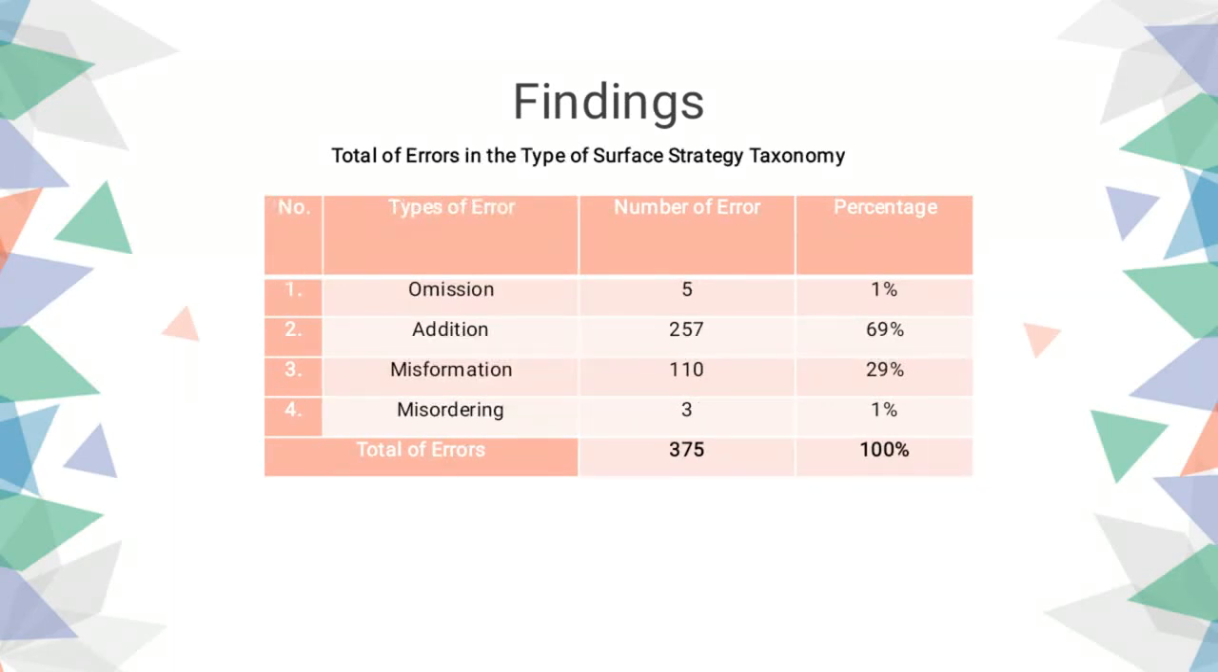Next, total of errors in the type of surface strategy taxonomy. In omission type, there are 5 errors or about 1%. In addition type, there are 257 errors or about 69%. In misformation type, there are 110 errors or about 29%. And in misordering type, there are 3 errors or about 1%.